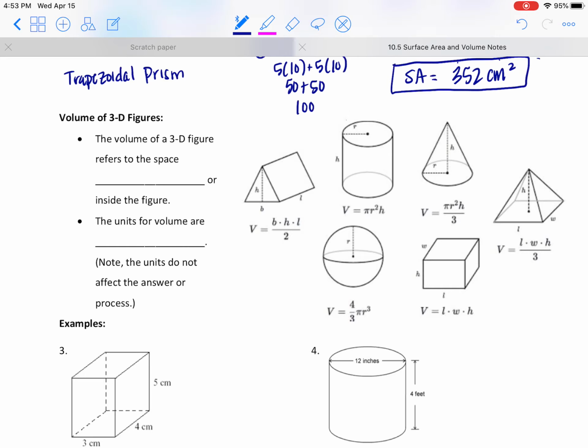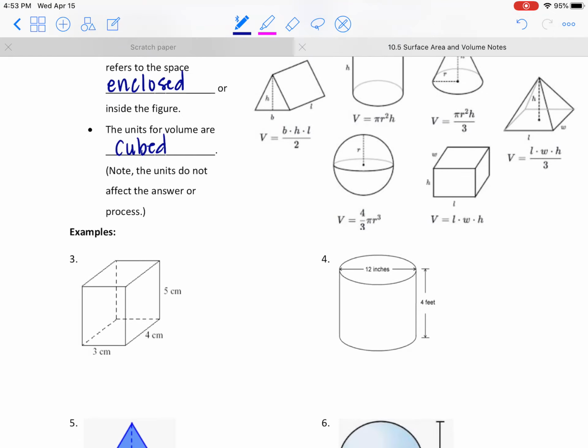Volume, however, is a little more complicated, and so we're going to have some formulas that we're going to stick to calculate those volumes. Now, what are we talking about with volume? The volume for a 3D figure refers to the space that is enclosed by, or the space that is inside of your 3D figure. So if you enclose the space with a 3D figure, how much fits, what could you fit inside of that 3D figure, or the space inside, we call the volume. And the units for volume are cubed.